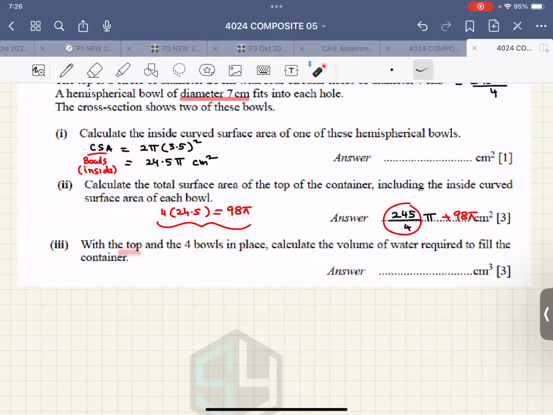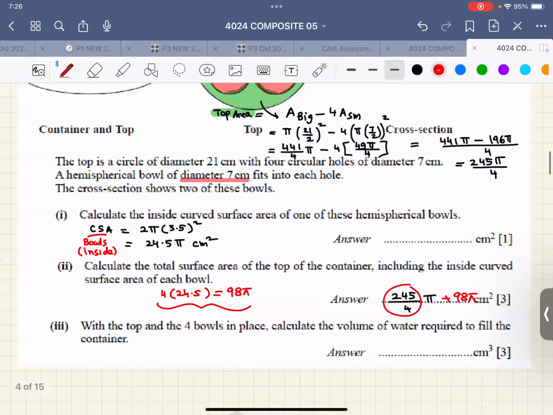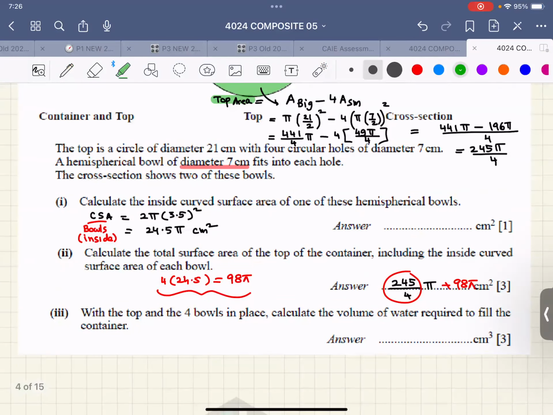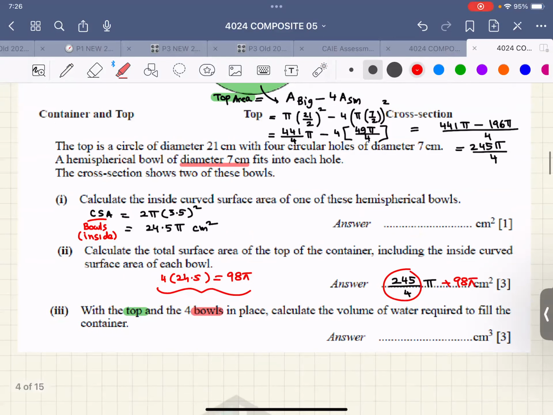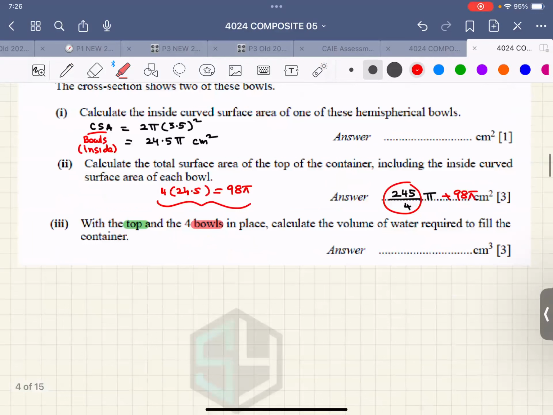Now, when we have the top in place, so top is this green thing, and the 4 bowls are these 4 orange things. Calculate the volume of water. Now, because of the top, the volume is unchanged. I'll do this whole working now.